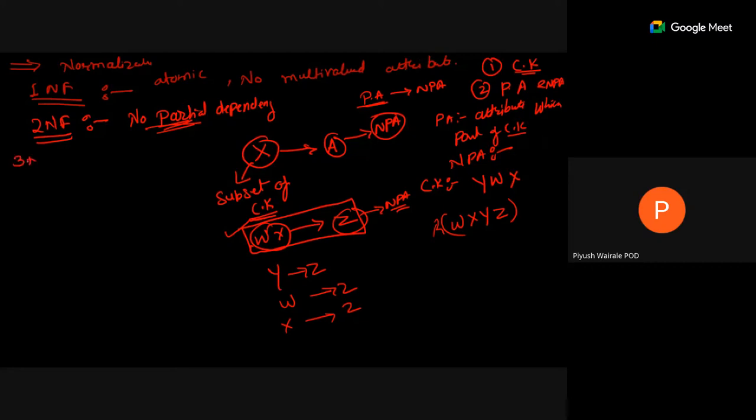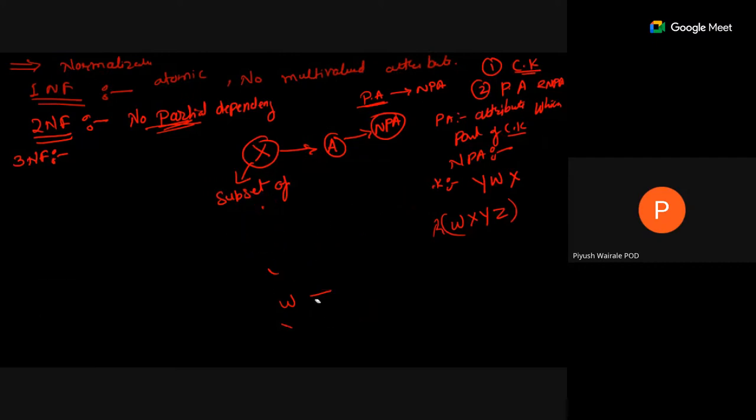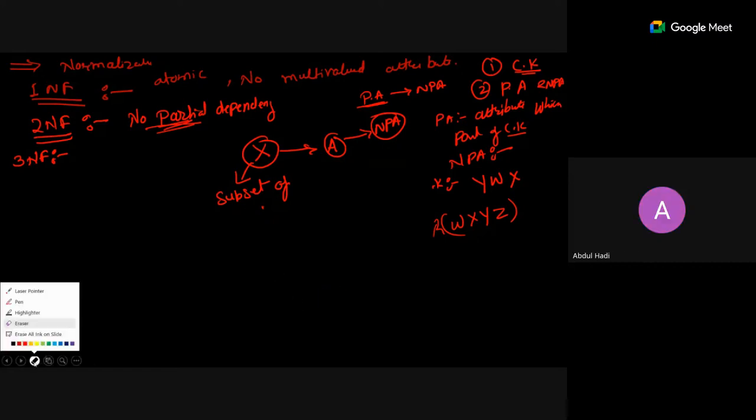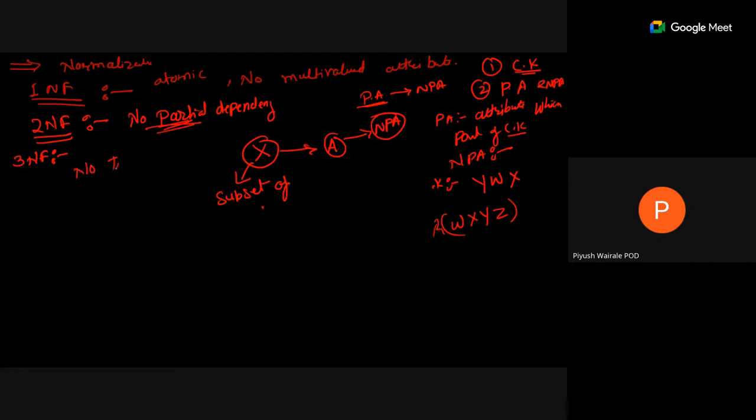No, sir. So what about 3NF? Non-prime attribute should not give non-prime. Yes. So 3NF condition is there is no transitive dependency, right? No transitive dependency. Now what is transitive dependency? If in my functional dependency set there is non-prime attribute determining another non-prime attribute, then I can say there is transitive dependency, and this is not allowed in 3NF. So if this functional dependency exists, then I can say that my relation is not in 3NF.